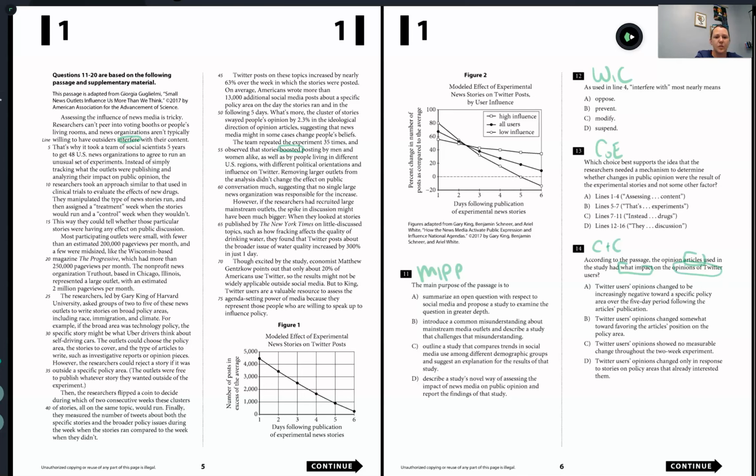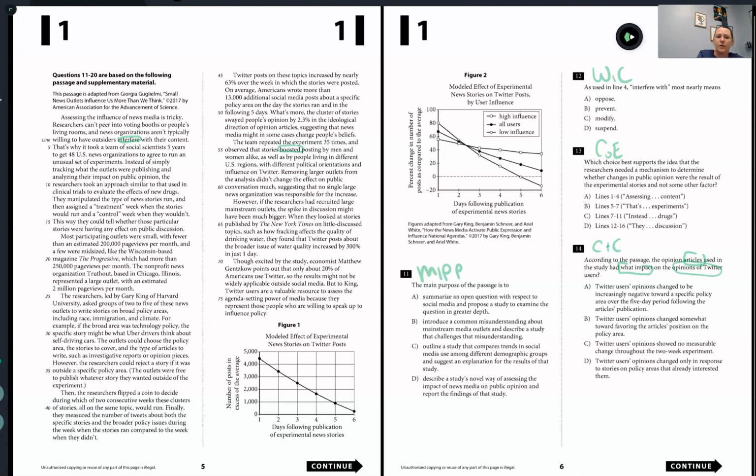Most participating outlets were small, with fewer than an estimated 200,000 page views per month, and a few were mid-sized. The nonprofit news organization Truthout, based in Chicago, Illinois, represented a large outlet with an estimated 2 million views. So we have mostly small, a few medium, and then this one large guy. The researchers, led by Gary King of Harvard University, asked groups of 2 to 5 of these news outlets to write stories on broad policy areas, including race, immigration, and climate.